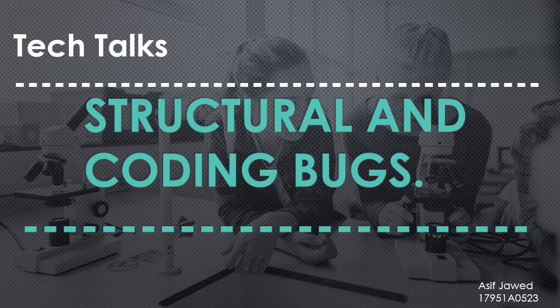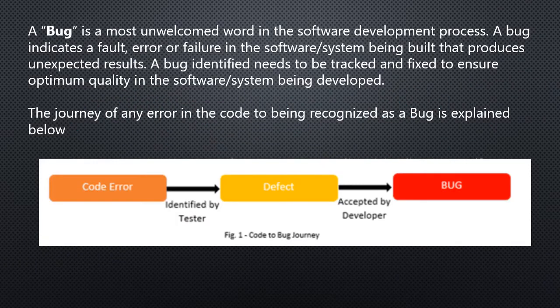In this video, we are going to talk about structural and coding bugs in software testing. Let's start with a bug. What is a bug? A bug is a most unwelcome word in the software development process. A bug indicates a fault, error, or failure in the software or a system being built that produces unexpected results. A bug identified needs to be tracked and fixed to ensure optimum quality in the software or system being developed.